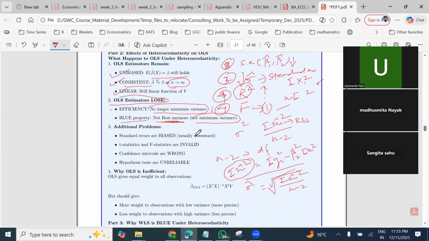What will be the additional problem? The standard error will be biased, usually downward, it is written, but we will not discuss whether it will be upward or downward. Rather, we will say it will be biased.